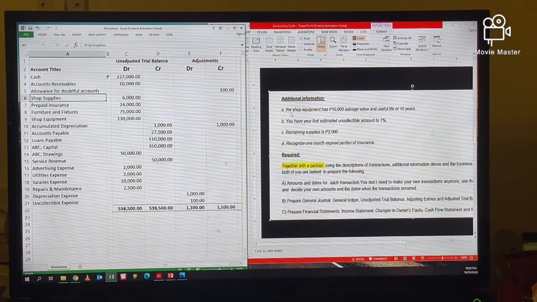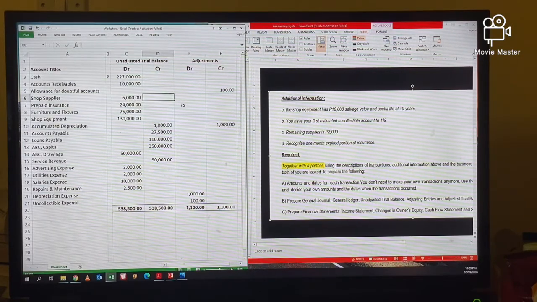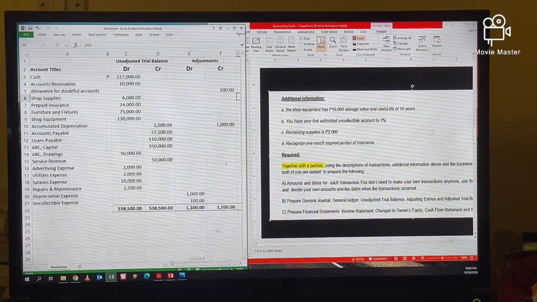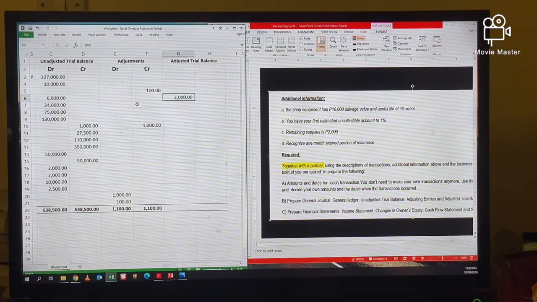Okay. Now, remaining supplies is 2,000. So, ang ibig sabihin lang nito, third adjustment natin, yung shop supplies mo na 6,000, at the end of the period daw, 2,000 na lang to. Okay, so yung closing mo, 2,000 na lang siya. So, ibig sabihin, nabawasan ka ng 4,000. 6,000 minus 2,000, nabawasan ka ng 4,000, which is, since debit siya, pabawas niya ay credit. Okay?